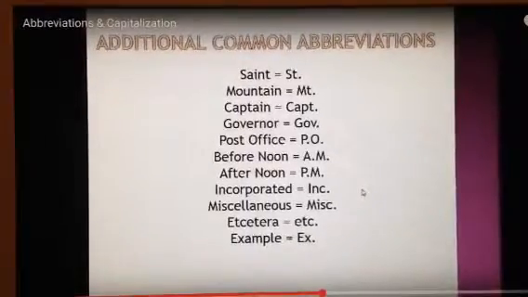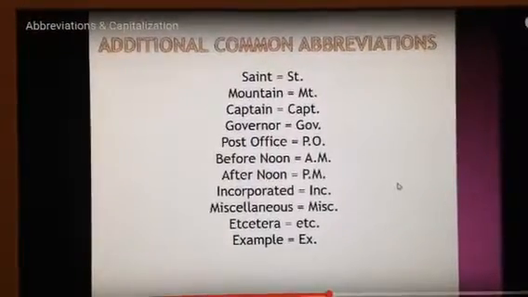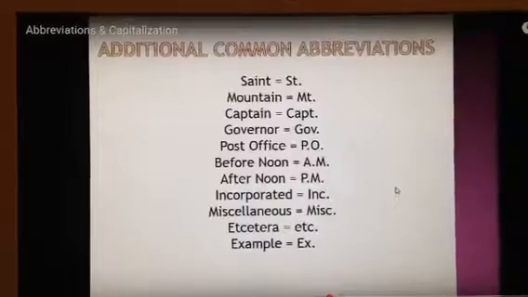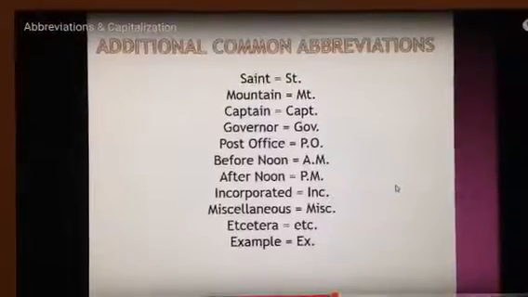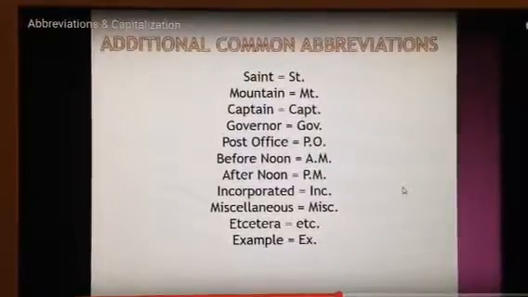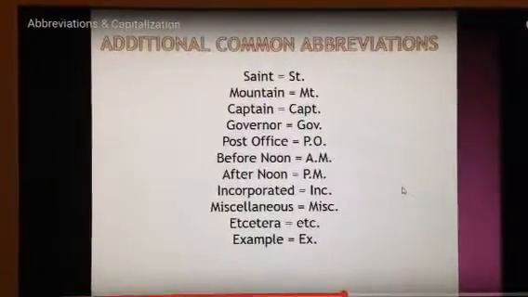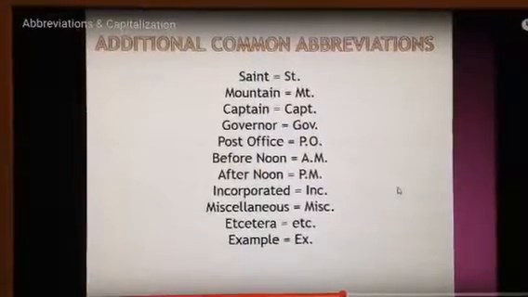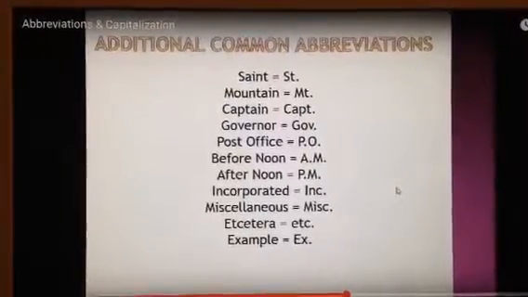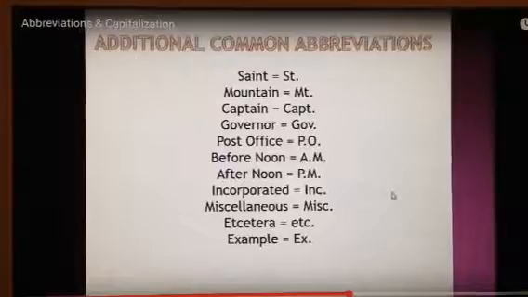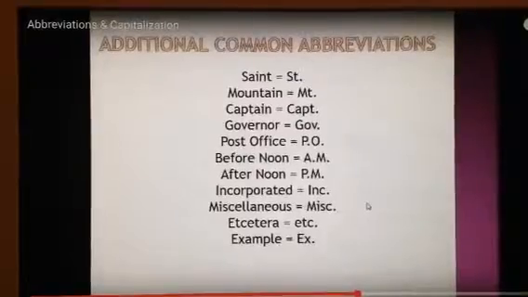Saint, as in churches, whenever we are referring to a church like St. Peter, it's capital ST, period. You have to be careful when looking at that one because that's also an abbreviation for street. So you have to look at the context of what you're writing or what you're reading. Mountain, capital MT, period. Captain. Governor. Post office. Sometimes you use PO when you're writing an address, like Post Office Box 34628. Before noon and afternoon we use when telling time, AM and PM. Incorporated is usually placed after a business name.